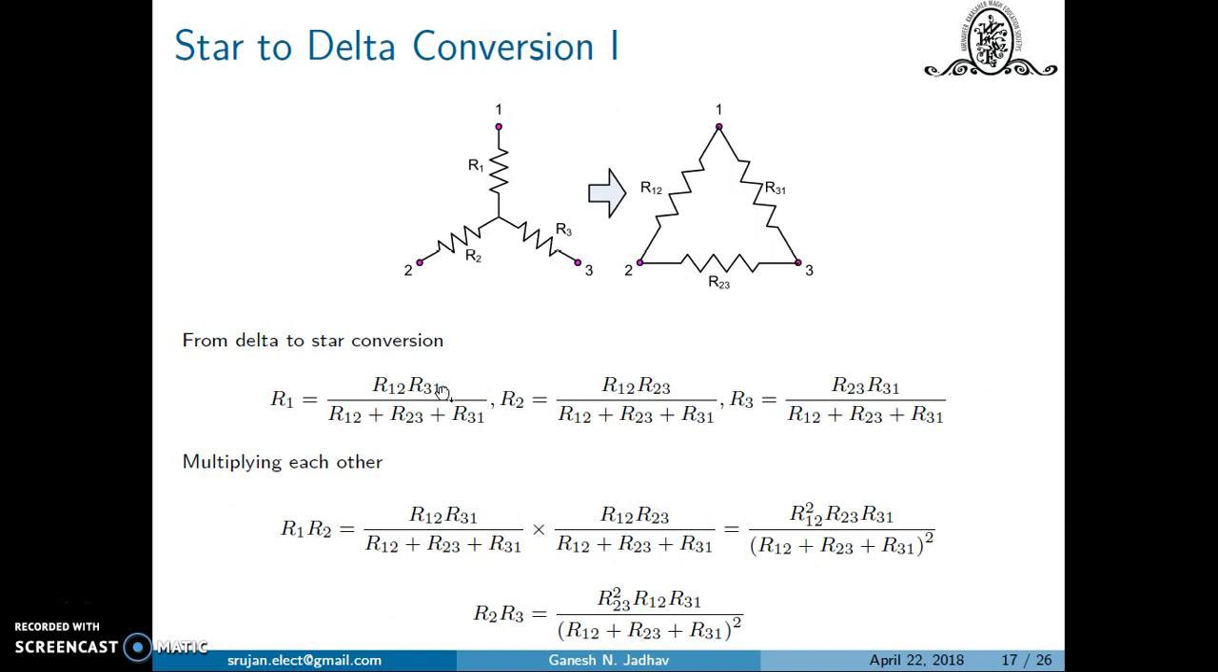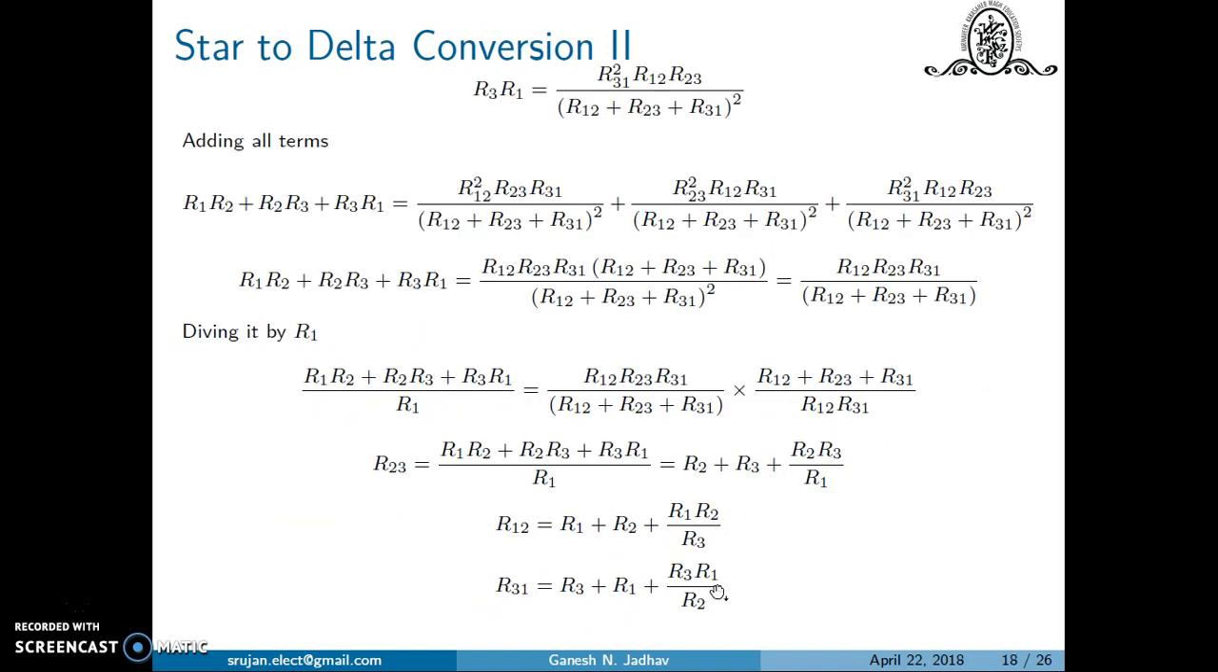We use the formulas for R1, R2 and R3. R1 is equal to R12 R31 divided by the sum of all resistances. R2 is equal to R12 R23 divided by the sum of all resistances. R3 is equal to R23 R31 divided by the sum of all resistances. Let us multiply R1 with R2. In the numerator, we get R12 squared R23 R31, and in the denominator (R12 plus R23 plus R31) squared. Similarly, multiplying R2 with R3 and R3 with R1, we get these terms.